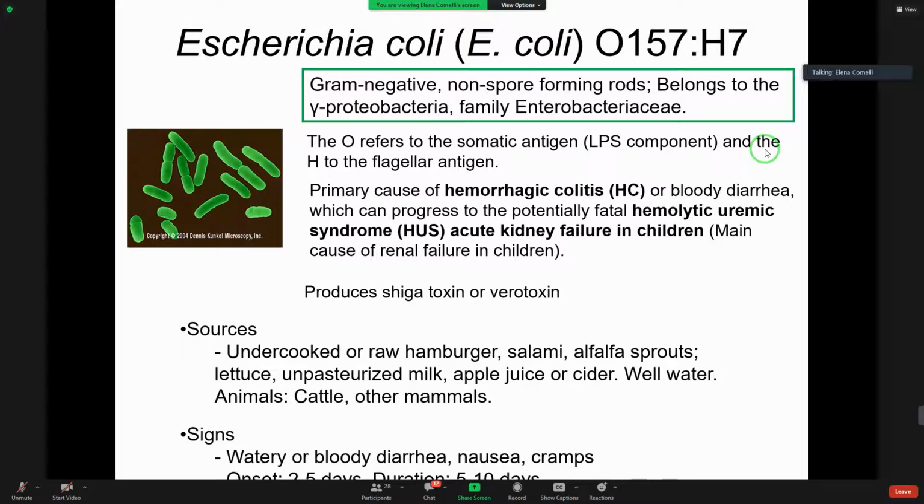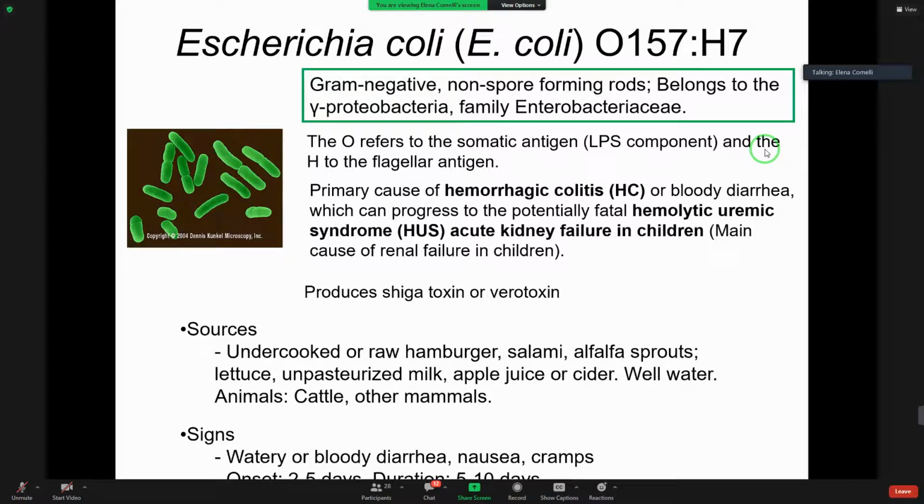The other pathogen, which is one of the main 5 culprits in Canada, is E. coli O157:H7. So E. coli, as we know now, are gram-negatives, they are not spore-forming, they're also rods, and they also belong to the family of the Enterobacteriaceae. Right? So generally speaking, E. coli is a common inhabitant of the intestinal tract.